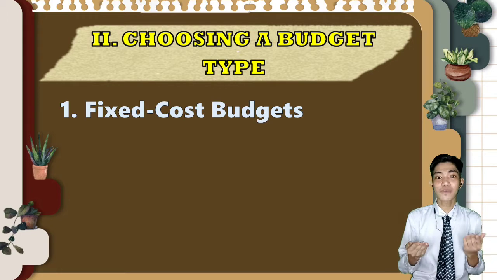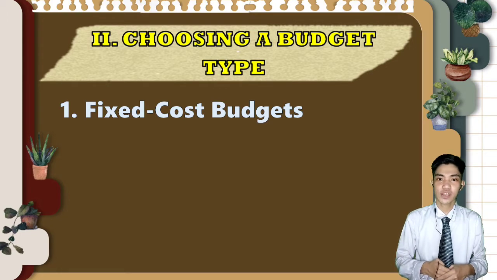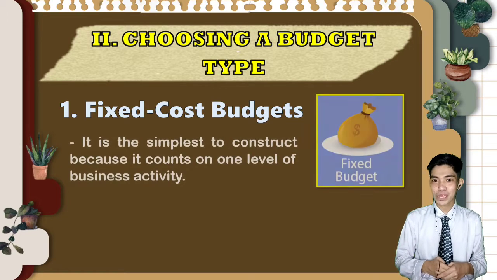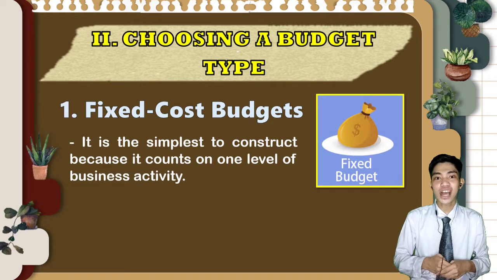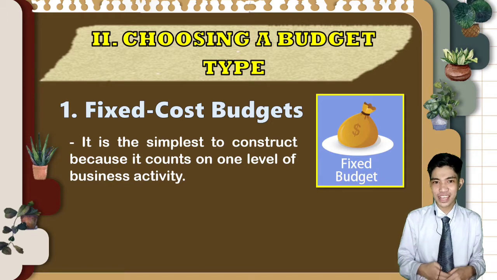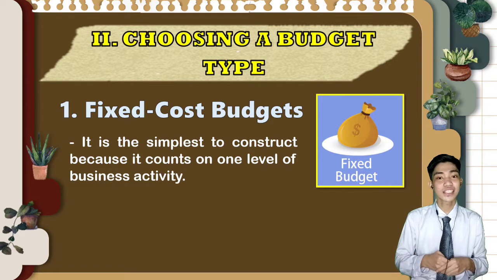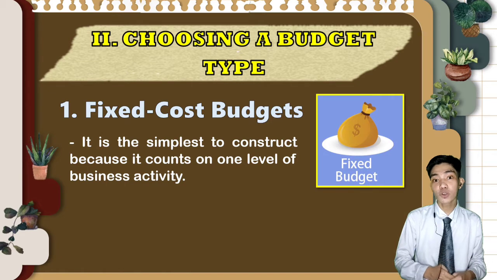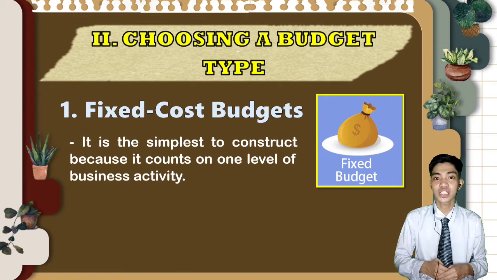You know what class, the food service operation often starts with a fixed cost budget dahil ito ang pinakamadaling i-construct dahil it only counts one level of business activity. And from the word itself, fixed budget, meaning ito ay financial plan that is not modified or hindi madaling nababago for the variation in actual activity. It is the most commonly used type of budget because it is easier to construct than a flexible budget.